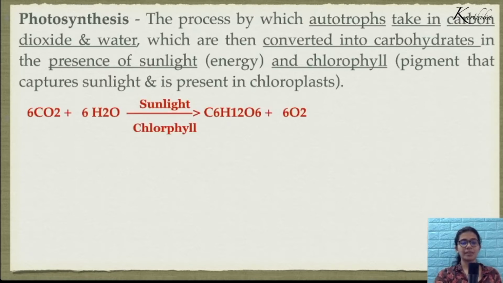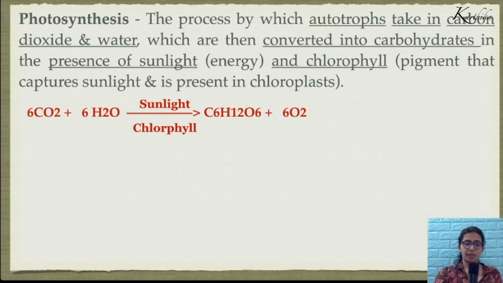So this was the chemical equation that we derived: 6CO2 plus 6H2O, in the presence of sunlight and chlorophyll, gives rise to glucose and oxygen. Some of this glucose is used for growth, and some is used for respiration. Some of the oxygen is also used in respiration, and some of the oxygen is released into the atmosphere. So that's what happens to these products.